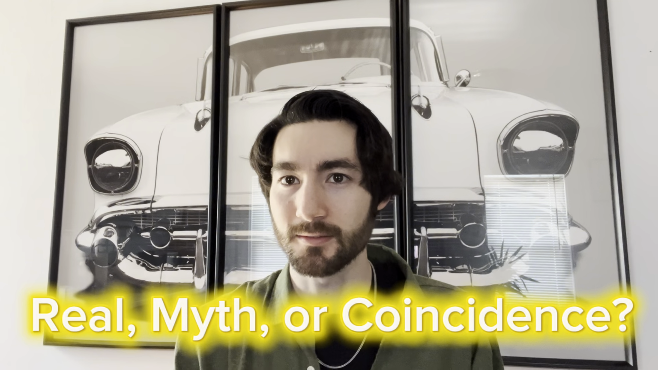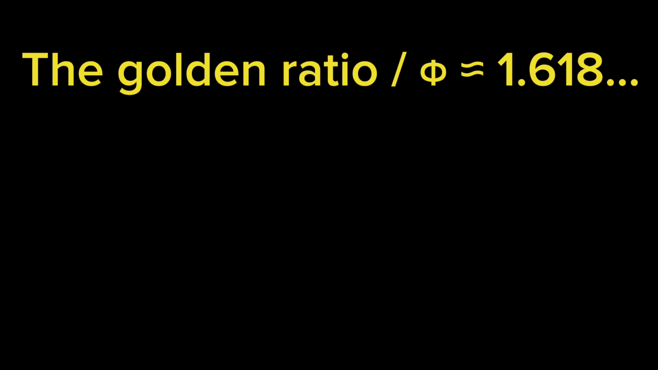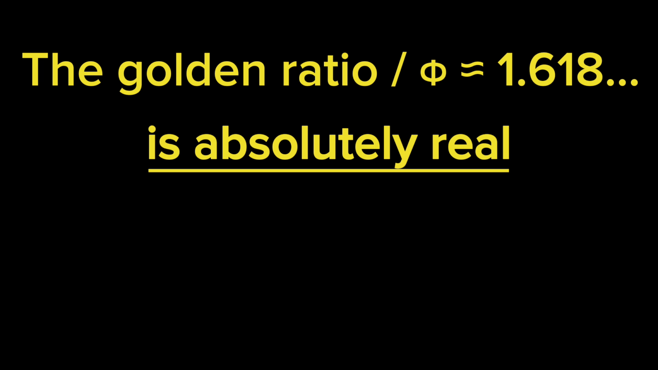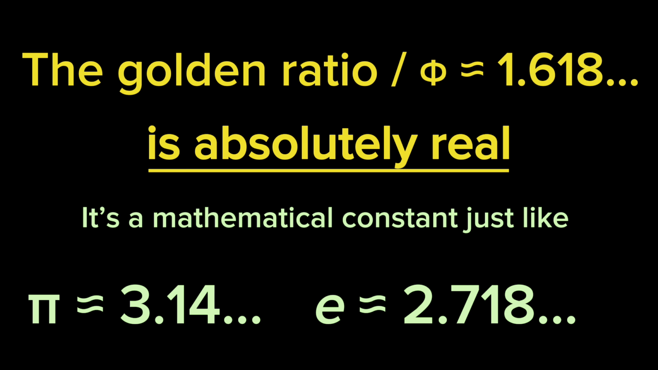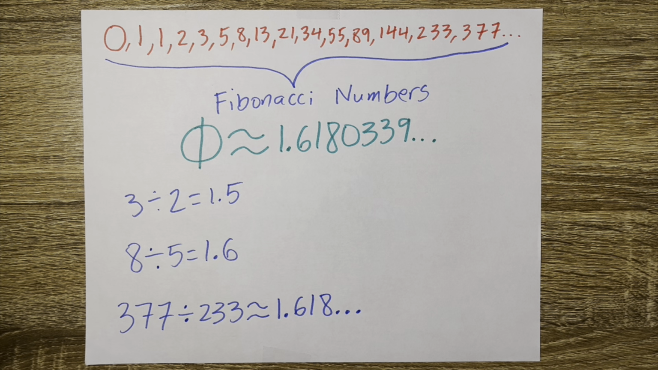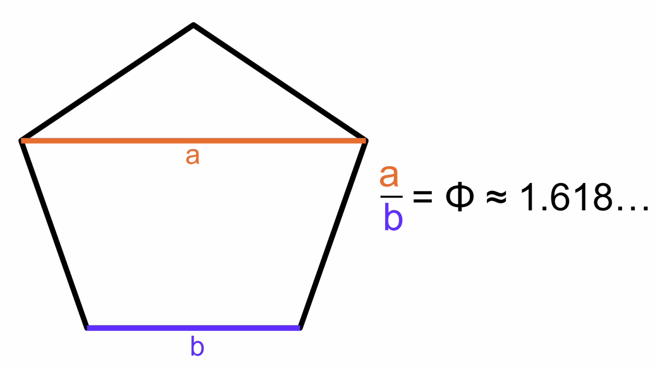So is it real, or is it all just a myth or coincidence? The golden ratio, or phi, equaling about 1.618 is absolutely real. It's just another mathematical constant, such as pi equaling about 3.14, or e equaling about 2.718. And it shows up naturally in math. We saw it appear in the Fibonacci sequence, and it also appears in geometry. For example, in a regular pentagon, the ratio of a diagonal to a side is the golden ratio, about 1.618.